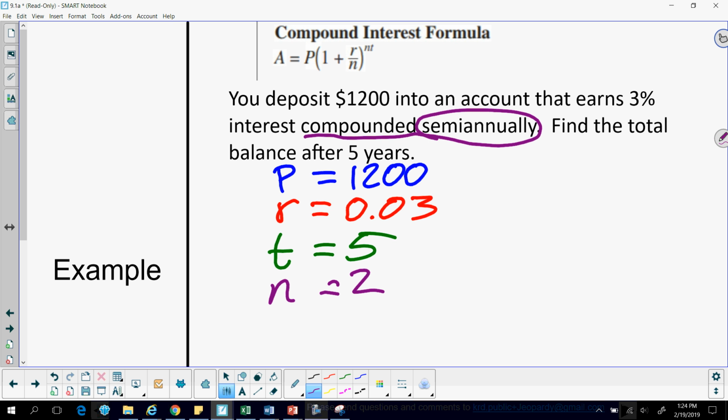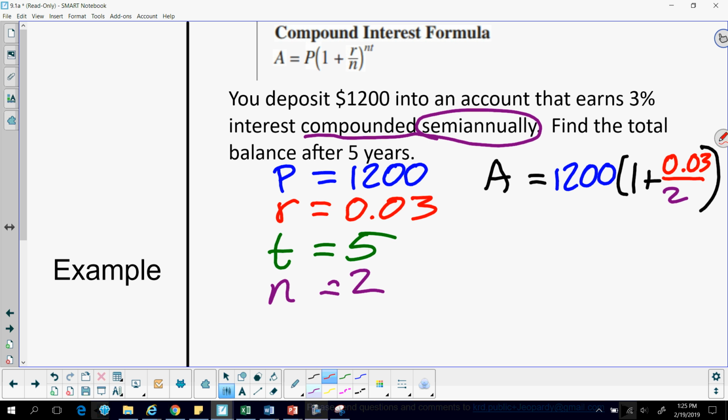Okay, so now we're gonna plug it into our formula. Who thinks they can get it? What does A equal? Kayla, go ahead. 1,200. Kayla should be the only person talking. Raised to what power? NT. So we're gonna have 2, parentheses, 5. That got really small. Sorry.